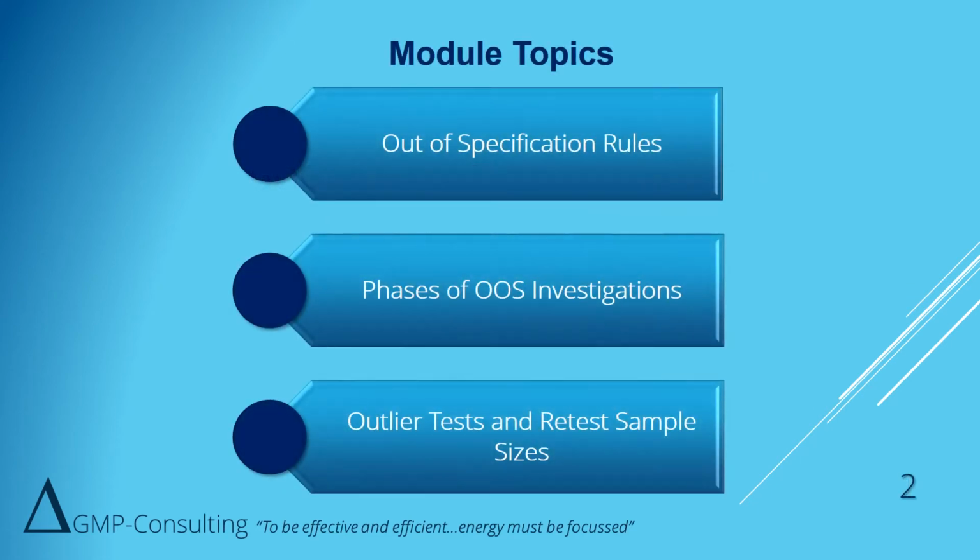The topics we will cover in this presentation are basically the rules around out-of-specification investigations, the different phases based on the MHRA and FDA guidelines, and we'll also have an extra section just on outlier tests and how many resamples you might decide to use when you do retesting.